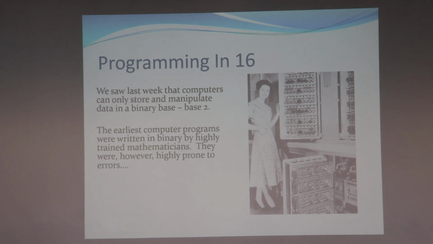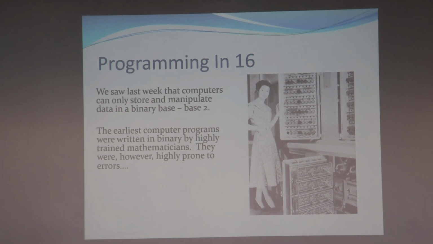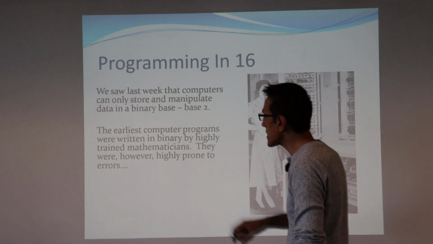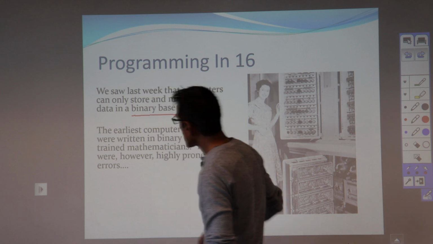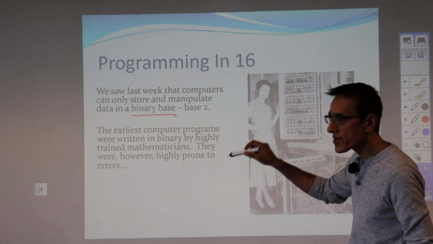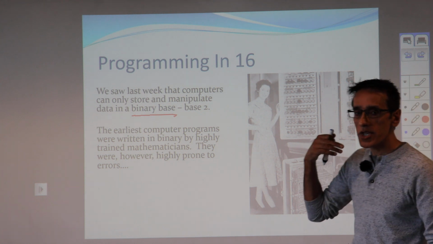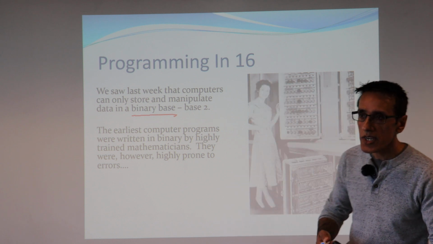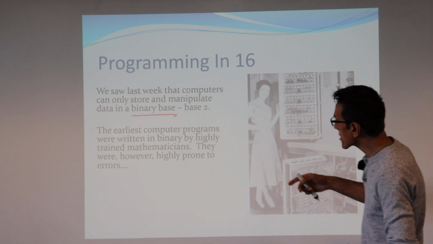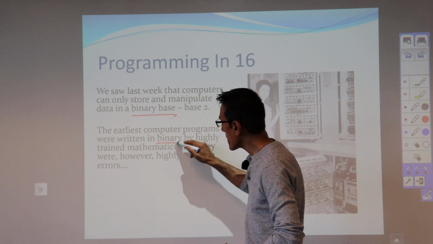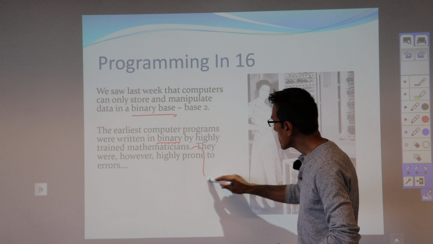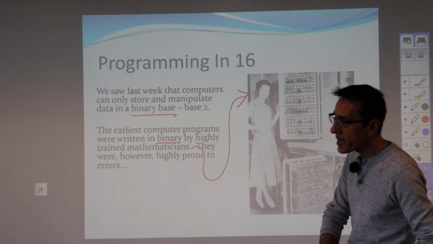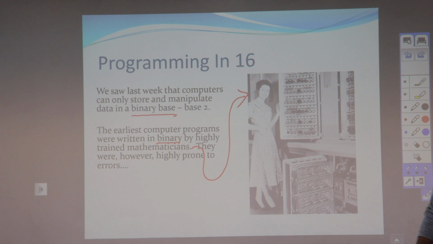Programming in base 16. We don't actually program in base 16. Computers can only store and manipulate data using binary. They can only store ones and zeros due to the fact that computers use power, electricity, to charge transistors or charge capacitors. Very early computers were programmed in binary by highly trained mathematicians. They were, of course, prone to a lot of errors.